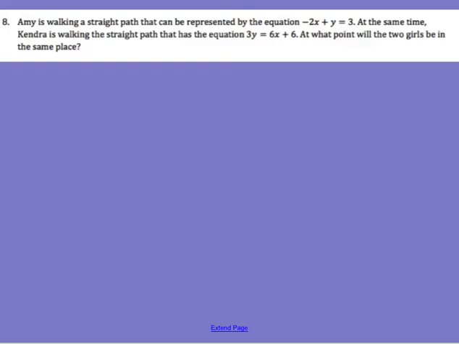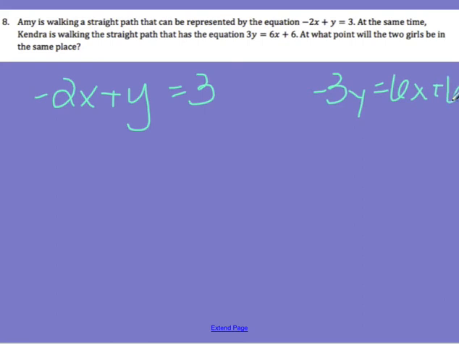Next, let's take a look at number 8. Amy is walking a straight path that can be represented by the equation negative 2x plus y is equal to 3. At the same time, Kendra's walking a straight path that can be represented by the equation 3y is equal to 6x plus 6. So we want to figure out at what point they're going to be the same, which means we need to solve for x and y. Remember at the beginning of this video, we talked about how everything needs to be in standard form, which means for this equation, I need to bring the 6x over to the other side.